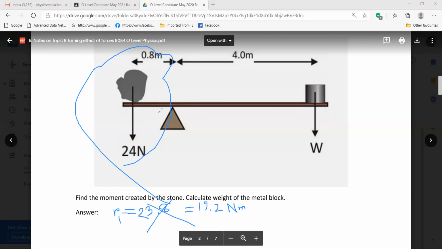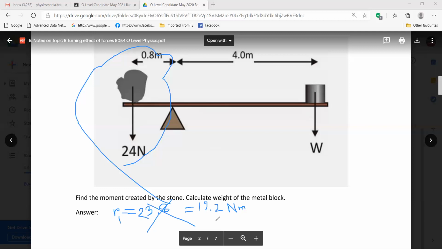We already gave you some idea that on the pivot, you see, these two objects are balanced, right? And we can say they are in equilibrium. If they are in equilibrium, that means their opposite moments are equal, right? Here we are getting an anti-clockwise moment for the stone, and for this metal block we are getting a clockwise moment. As they are in equilibrium, we can say the clockwise and anti-clockwise moments are equal.